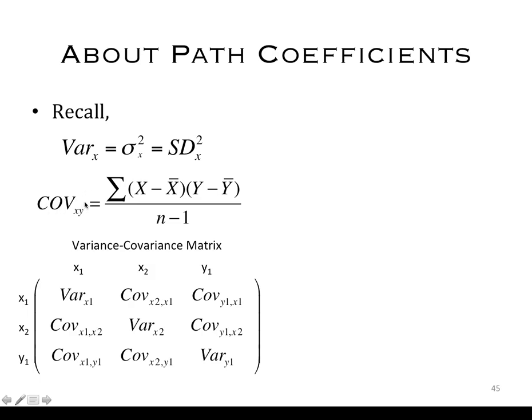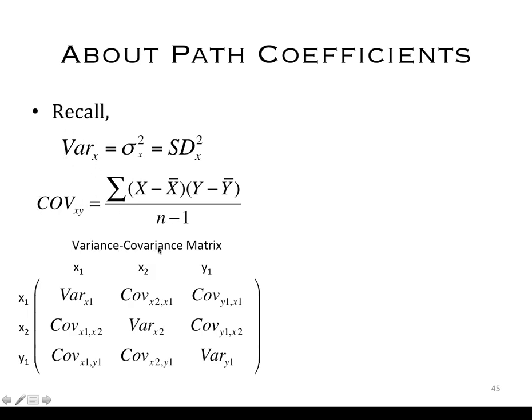And then we've got the covariance. So this is just the definition of covariance, right? Which is the sum of every value of x minus the mean of x times every value of y minus the mean of y, divided by sample size minus 1. All right, so covariance and variance.